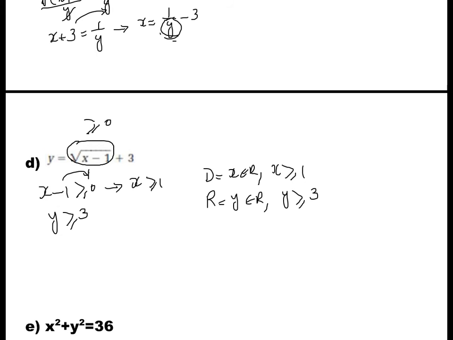Now, if we go ahead and plot this one again using a table of values, we are going to get a graph which looks like this. And the y value here is 3, and the x value is going to be 1 here.